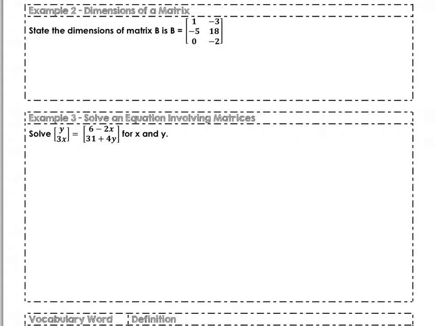We're now going to look at the last 2 examples for 4.1. The first example deals with the dimensions of a matrix. The dimensions of a matrix are read as rows by columns. And hopefully you've learned in maybe middle school, rows are horizontal and columns are vertical. They support a building essentially.